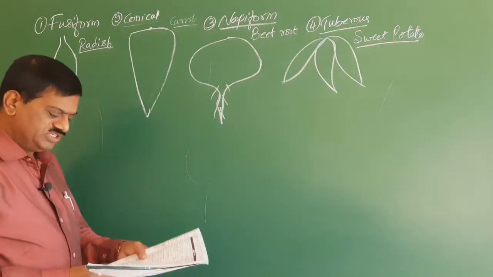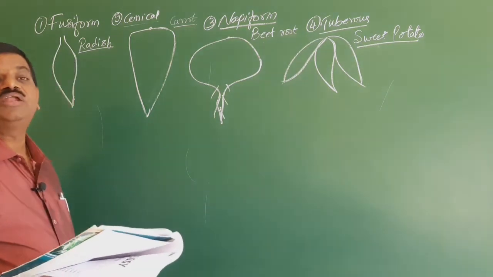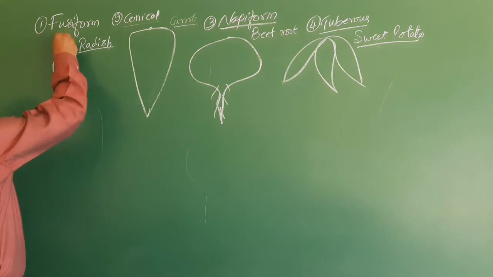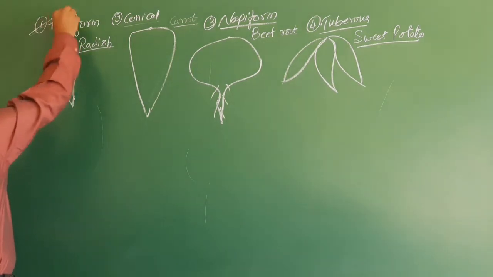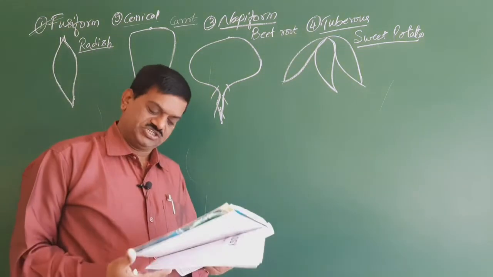Here the question is, the roots are fleshy roots tapering at both the ends. So here you can see there is a presence of tapering, and here also there is a presence of tapering. Hence the right answer is fusiform roots.